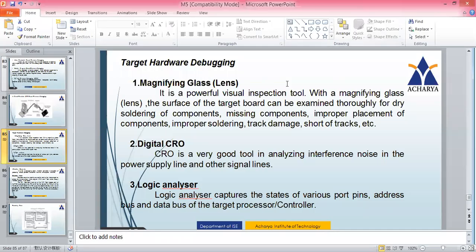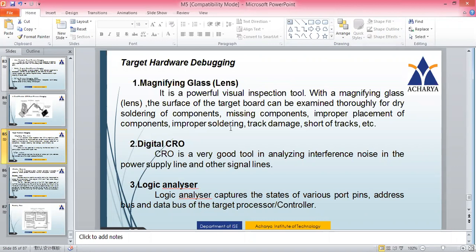So next we will see the target hardware debugging. We are going to make use of certain components. One is a magnifying glass lens. This is one of the powerful visual inspection tools. With the magnifying glass lens, the surface of the target board can be examined thoroughly for dry soldering of components, or if any components are missing or improperly placed.